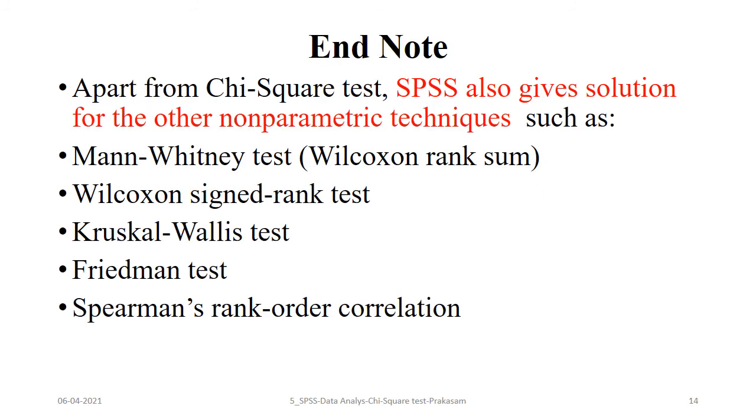Here I would like to say that apart from the chi-square test, which is a non-parametric test, there are so many other non-parametric tests. Therefore, SPSS also gives the solution for other non-parametric techniques such as the Mann-Whitney test, Wilcoxon rank sum test, Wilcoxon signed rank test, Kruskal-Wallis test, Friedman test, and Spearman rank order correlation. These tests are used very little by social scientists, but in the medical field and other fields, and in psychological tests, they are used very extensively, for which SPSS can be used.